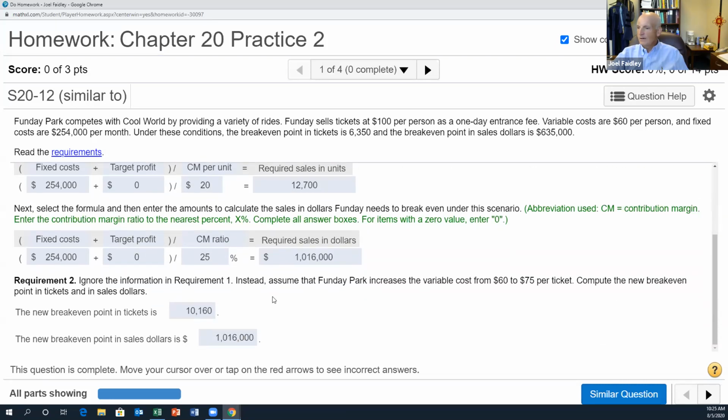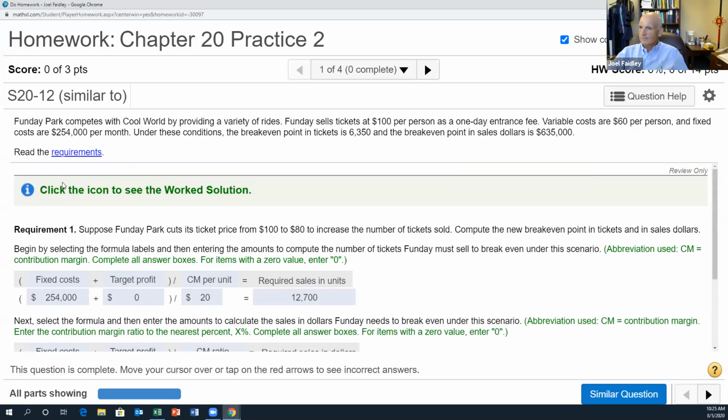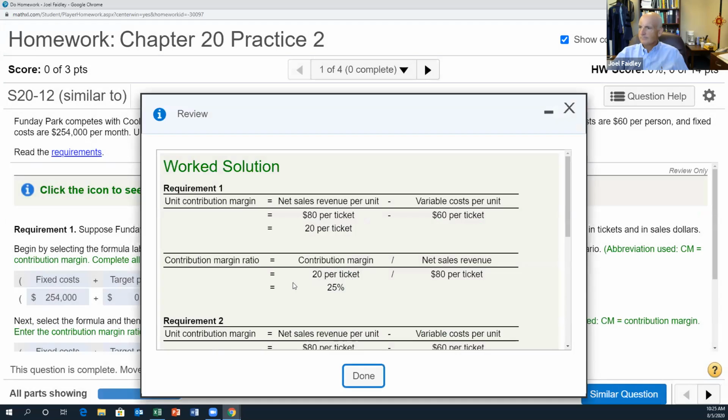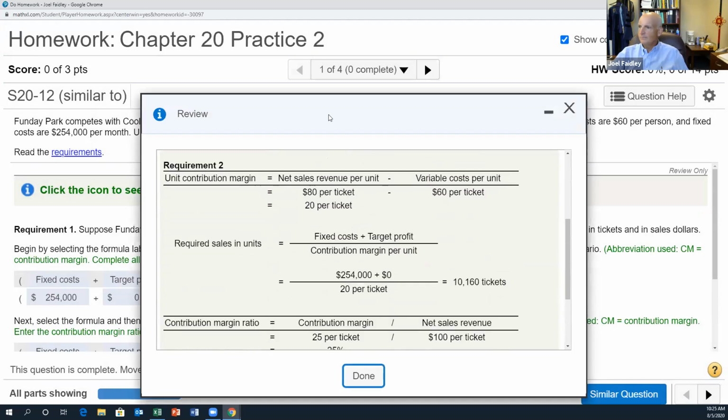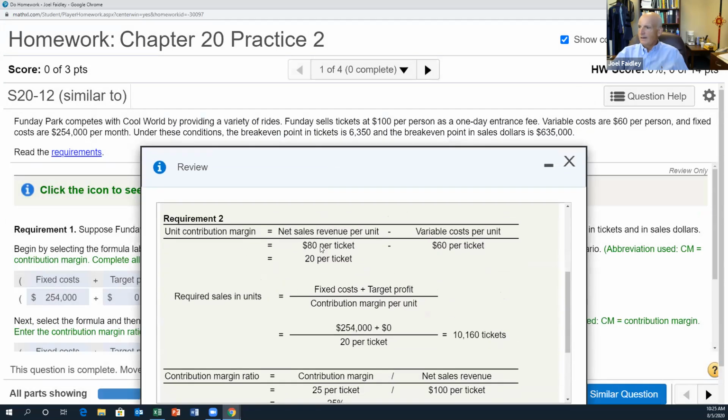Okay, now ignore the information from requirement 1. Well, if you increase the variable cost from $60 to $75, what's the new break even? All right, so what would that look like? Requirement 2. $80 per ticket minus 60 is 20.